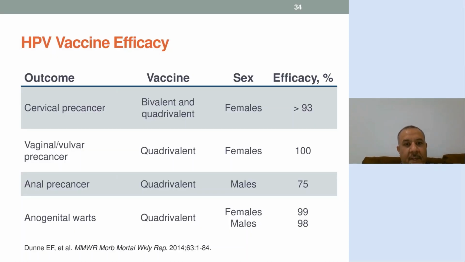Now, how much is the efficacy of this vaccine? There are different researches. This was published in 2014. For example, in cervical precancer, the efficacy was more than 93%. Vaginal and vulval precancer lesions, the efficacy was nearly 100%. Anal precancer in males, 75%. And anogenital warts, as we said, it is very effective regarding warts. It was 98 to 99%.